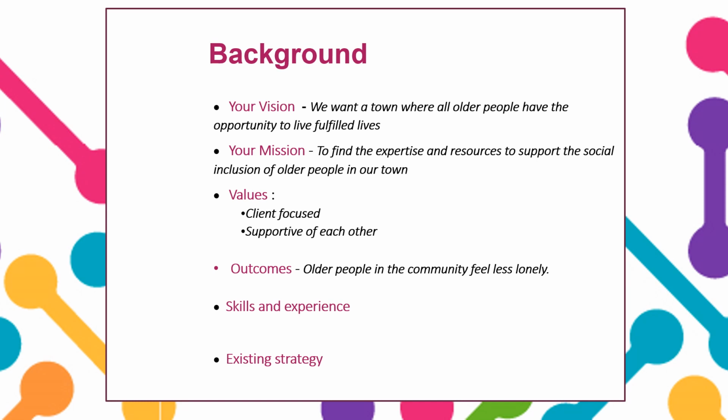An example of a mission might be to find the expertise and resources to support the social inclusion of older people in our town. Values act as a guide as to how you will achieve your mission. For example, we're going to be client focused, supportive of each other. Intended outcomes are the differences that need to take place to deliver your mission. An example of an outcome is that older people in the community feel less lonely. For more information on outcomes, see the guidance links.